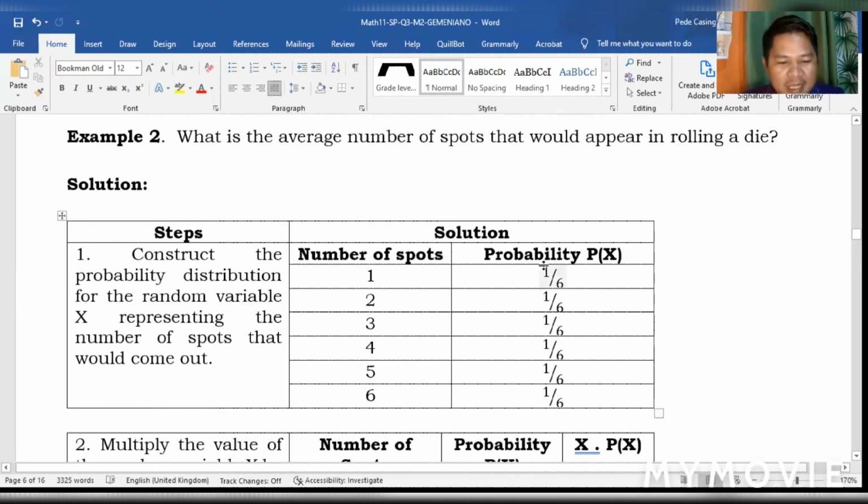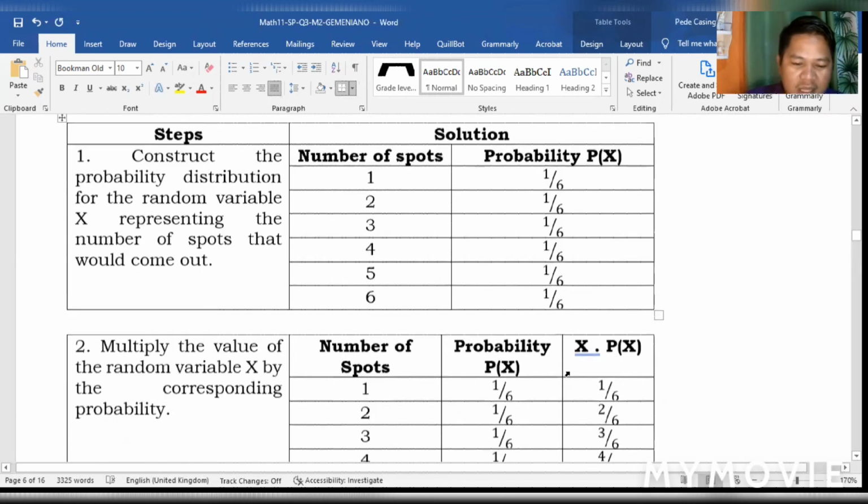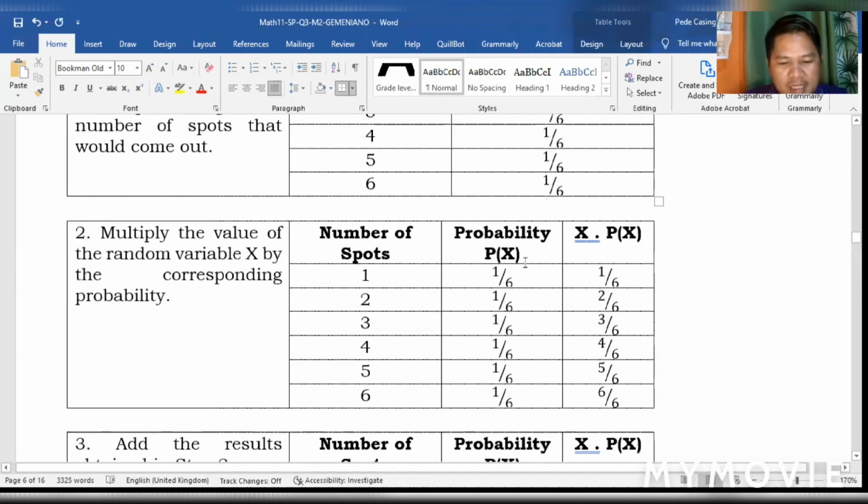So the probability for that is 1/6 kasi isa lang naman yung spot in one die. So 1/6 because there are 6 spots. Sa 2 spots naman, 1/6 pa rin ang probability and until 6 spots. So the same ang kanilang probabilities. So the number of spots and the probability. The second step, we are going to multiply x or the number of spots. This is represented by variable x.